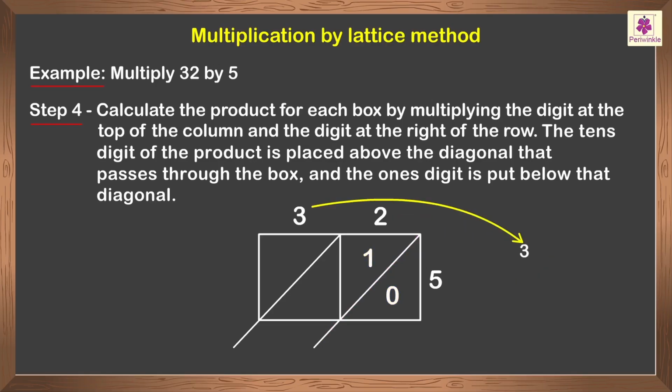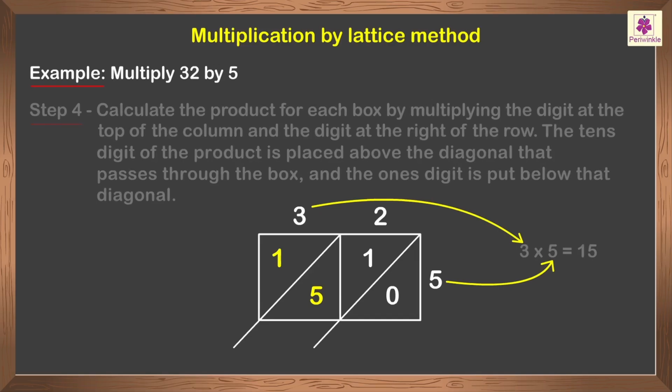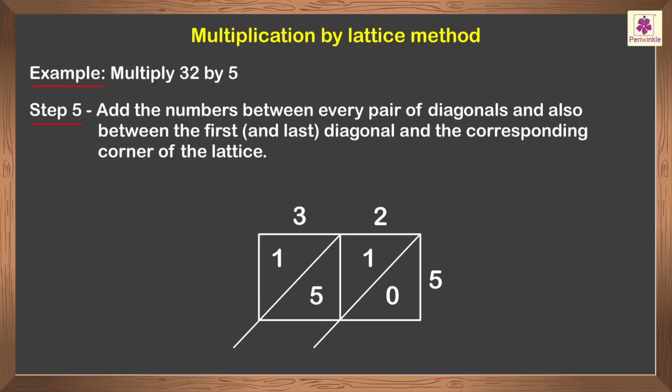Similarly, 3 times 5 is 15. So, we place the digits as shown. Step 5. Add the numbers between every pair of diagonals and also between the first and last diagonal and its corresponding corner of the lattice.